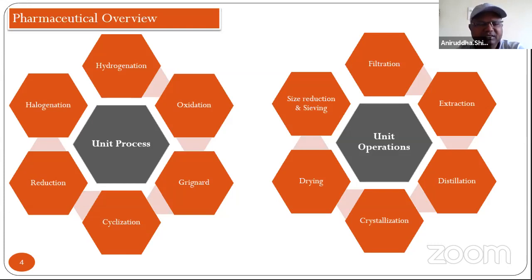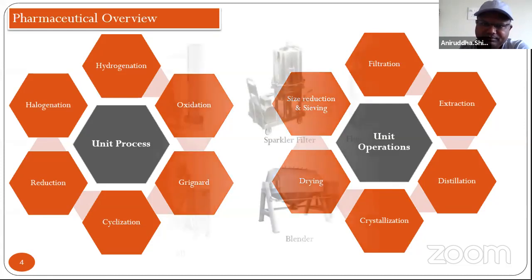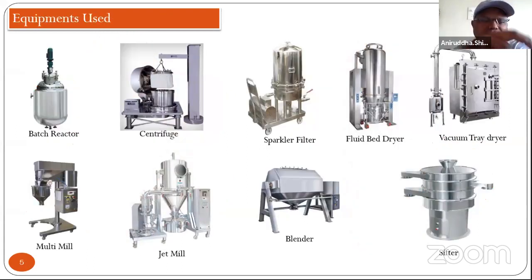Then what are the unit operations? That is performed in a pharmaceutical industry to convert one material A into B. It includes distillation, filtration, crystallization, drying, size reduction, and sieving. These are the major unit operations we have to perform. And anyway, if you want to do any unit operation, we require a machine or equipment. So what are those? These are some machines where I have just shown you their actual diagrams, not book pictures. So the first one is the batch reactor.